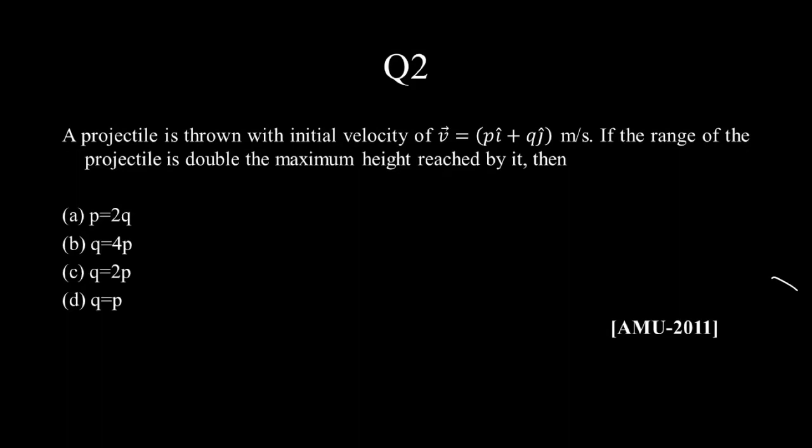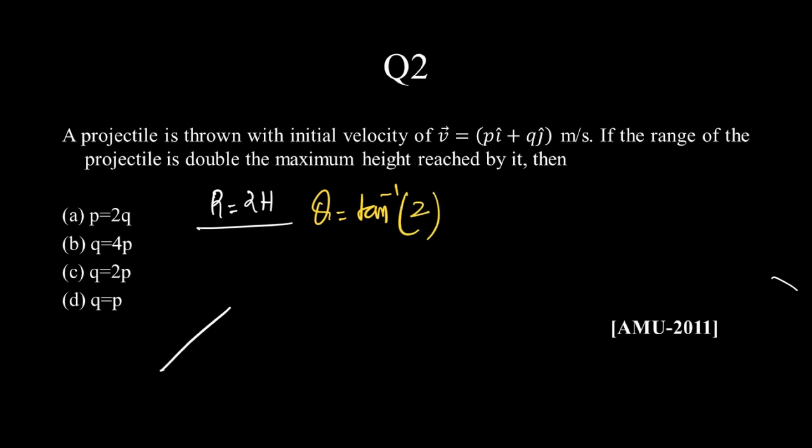A projectile is thrown with initial velocity v = p i + q j. If the range of the projectile is double the maximum height, what is given is R = 2H, and we know that this condition is satisfied when theta is equal to tan inverse 2.